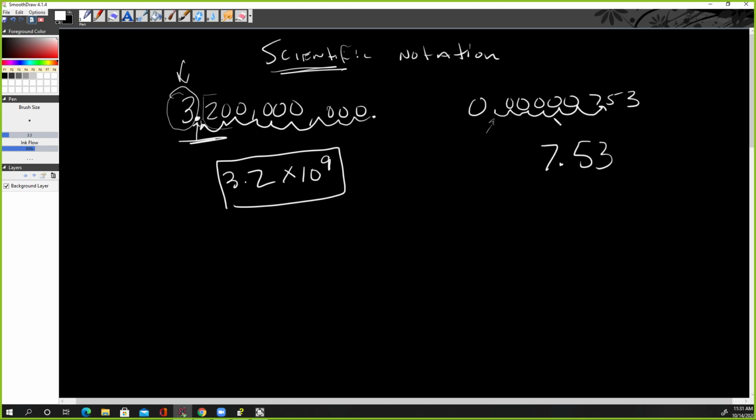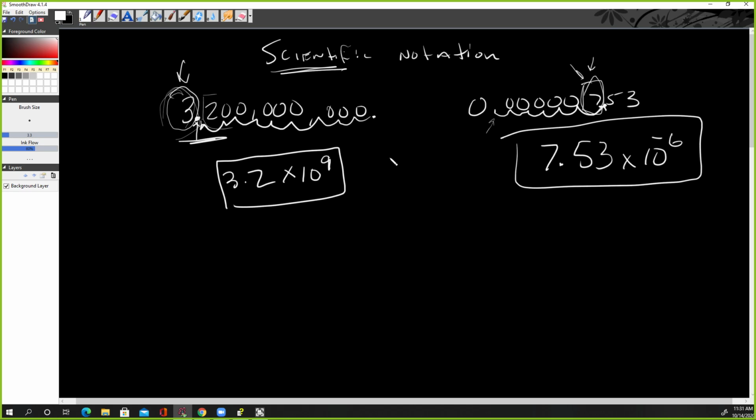The reason we move it this many times is because you move it until you have the one digit here and then the decimal place, just like we did here. It's the opposite direction, but the point is you want one digit, then a decimal place. Then we put times 10 to the how many times did I move it? 1, 2, 3, 4, 5, 6 times to get there. The only difference is since this was a very small number, we'll put a negative. And that's all there is to putting them into scientific notation.